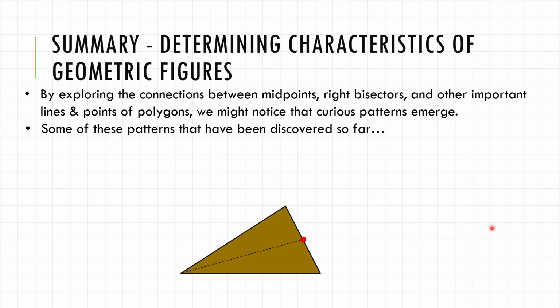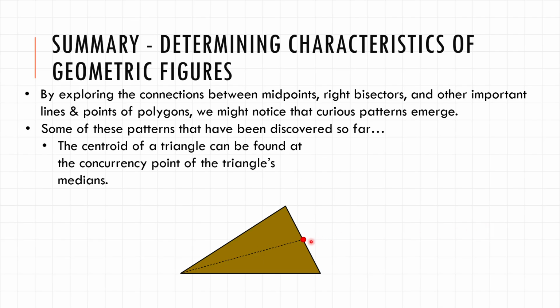As well, you might have noticed that the centroid of a triangle can be found by drawing all of the medians of a triangle. So there's that one, and there's that one. And the centroid of a triangle is the concurrency point of the three medians. And we can actually balance the entire triangle on the tip of a pencil exactly at that point because the triangle is evenly weighed in every direction.